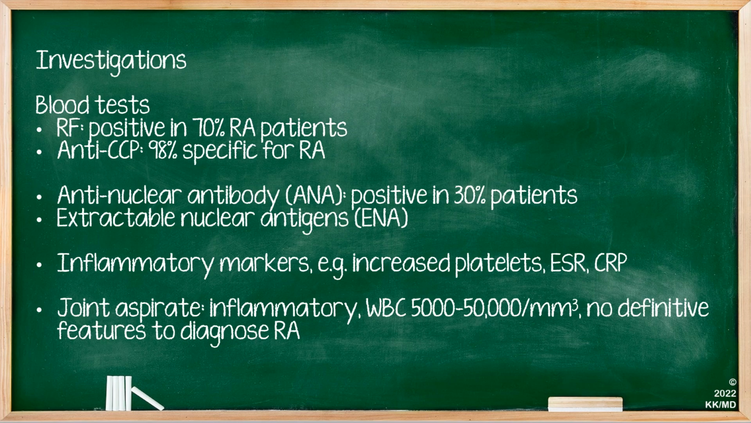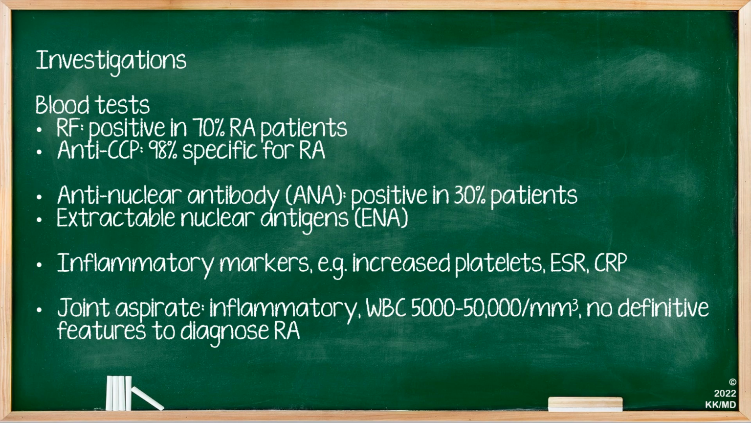So coming to the investigations for rheumatoid arthritis, we do find that rheumatoid factor is positive in 70% of people with RA, but as we will see, this is by no means a specific test. Anti-CCP antibodies are more specific and in fact 98% specific for rheumatoid arthritis.